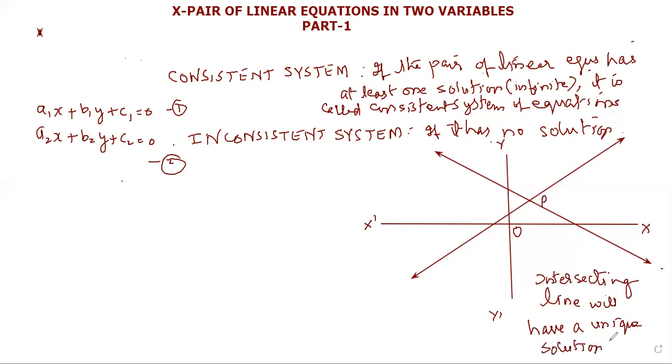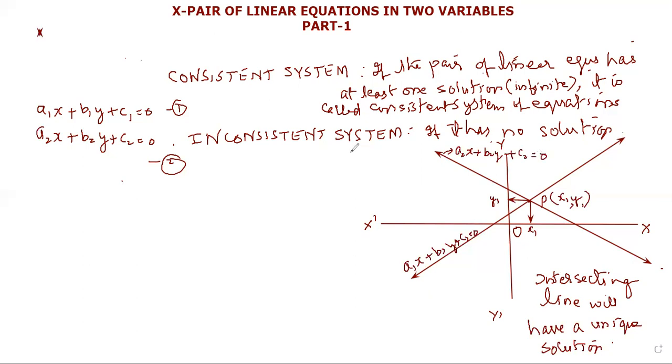So if two lines are intersecting each other, they will intersect at one point. Wherever the lines intersect, that point gives the solution. If you draw the perpendicular from this point on the x-axis and on the y-axis, these distances give the value of x and y. Suppose this is x1 and this is y1. So its coordinates will be x1, y1. x1, y1 is the solution of these two lines. Suppose this line is a1x plus b1y plus c1 is equal to 0, and the equation of this line is a2x plus b2y plus c2 is equal to 0.